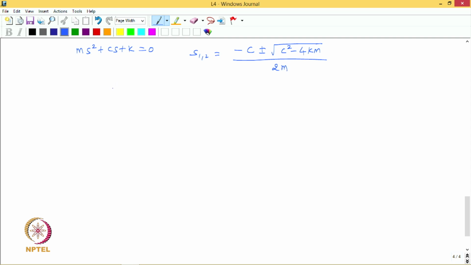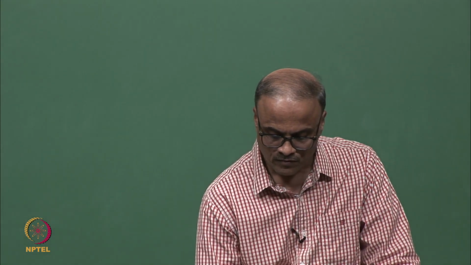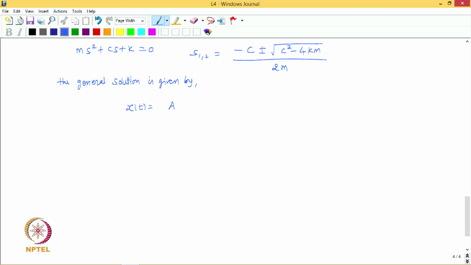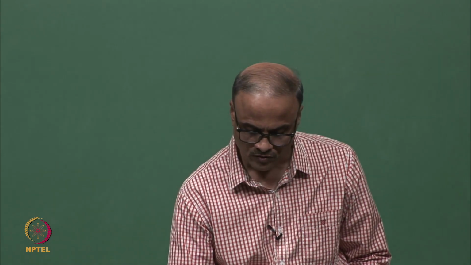So, therefore, the general solution is given by a linear combination of two solutions. One solution is A1 e to the power s1 t and the other solution is A2 e to the power s2 t. So, a linear combination of these two solutions gives us the general solution.